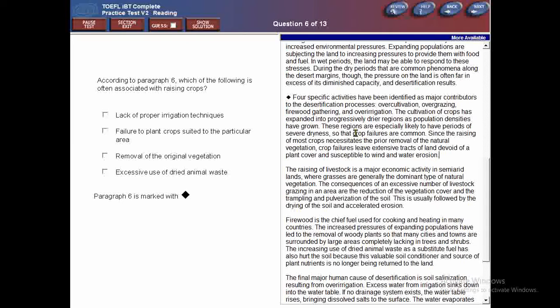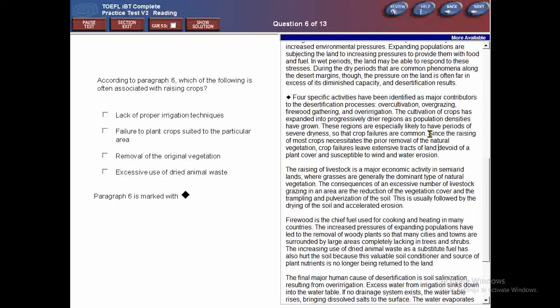coherency. Okay, we have discussed this earlier in our lessons about the speaking and writing sections. So you can see our writing section videos also, that will help us. Okay, so what is this? There may be a lack of proper irrigation techniques. This may be failure to plant crops suited to the particular area. This may not be the answer either. Removal of original vegetation: this may be the correct answer.